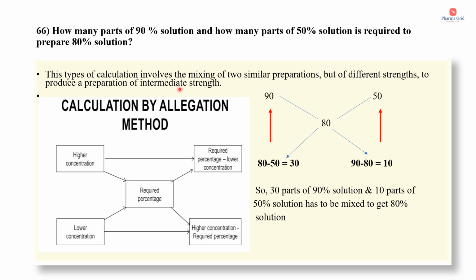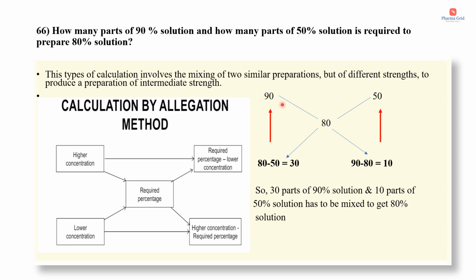So let's come to this calculation. In this question, the higher concentration is 90 percent, so we will write 90 percent here, and the lower concentration is 50 percent. The concentration we need to prepare, the required percentage, is 80. So see the arrow here.